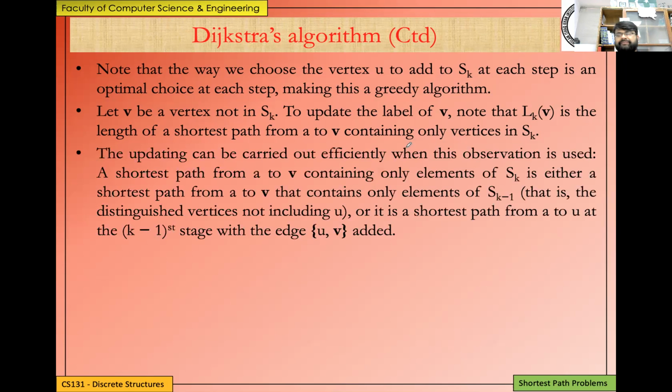So the update can then be carried out efficiently when this observation is used: a shortest path from A to V containing only elements of Sk is either a shortest path from A to V that contains only elements of Sk minus 1, that is the previous distinguished vertices not including u, or it is the shortest path from A to u at the k minus first stage with the edge uv added.